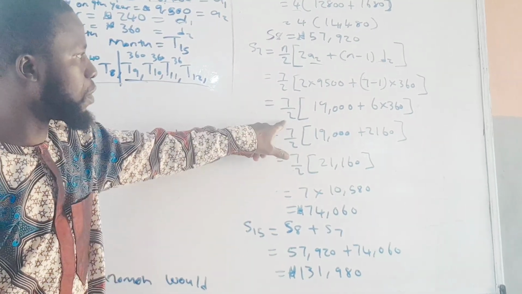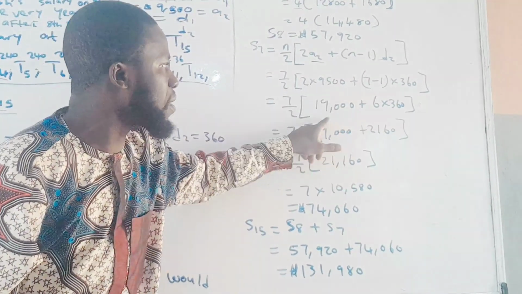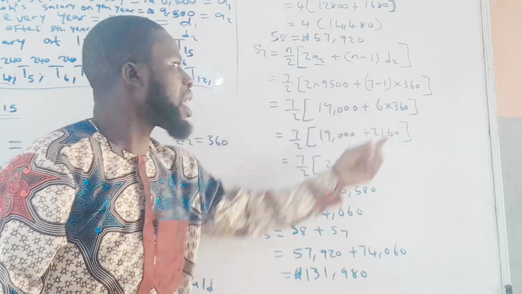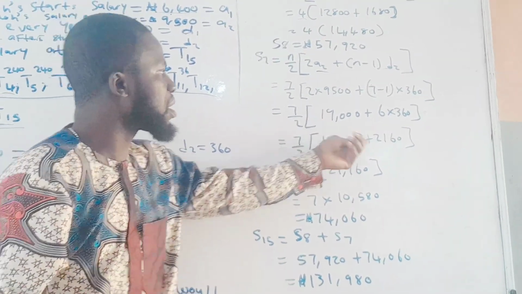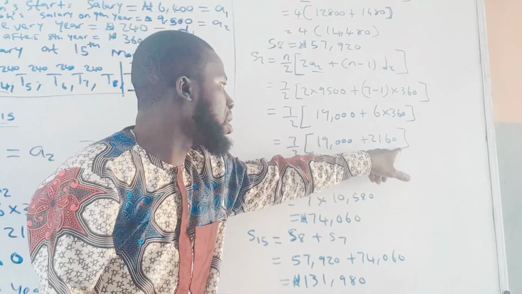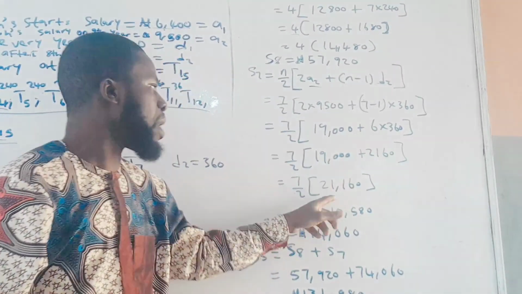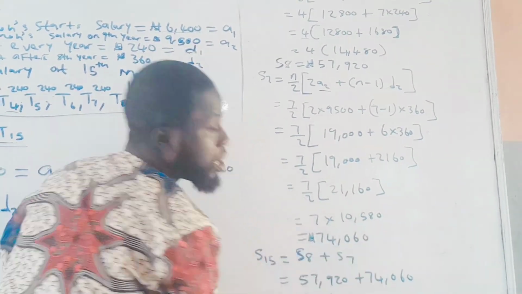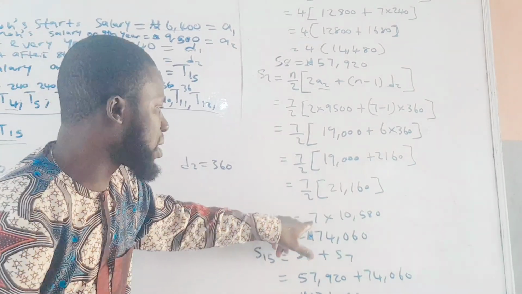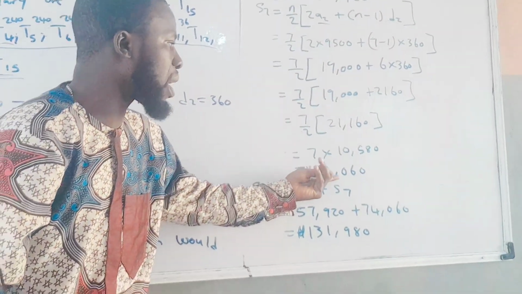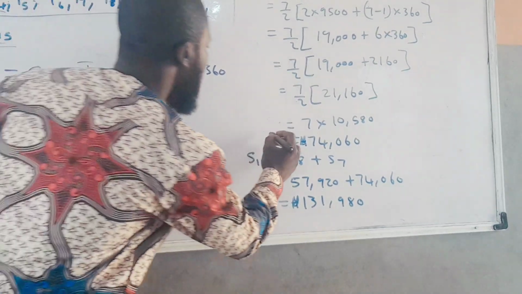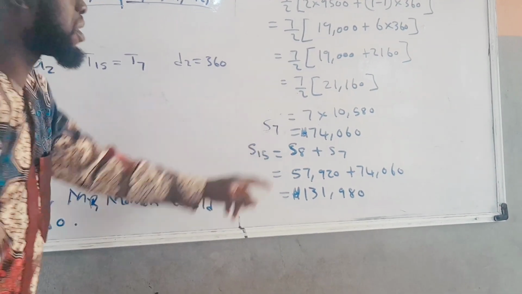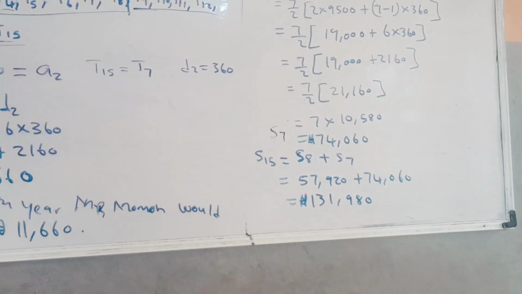That will give you 7 over 2. This times this 2 times 9,500 will give you 19,000. 7 minus 1 is 6 times 360. You have 6 times 360 there, which will give you 2,160. Then adding this together, you have 21,160. Divide this 21,160 by 2, you are going to have 10,580. Then multiply your 7 by 10,580, you have 74,060. That is the earning after the 7th year, which is up to the 15th year. This S7 is up to the 15th year.